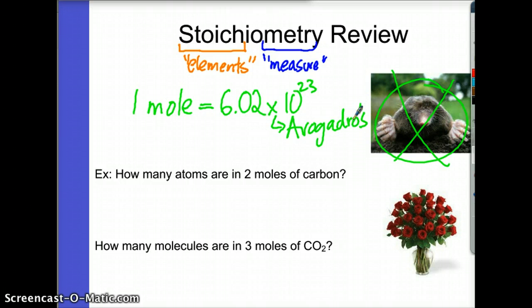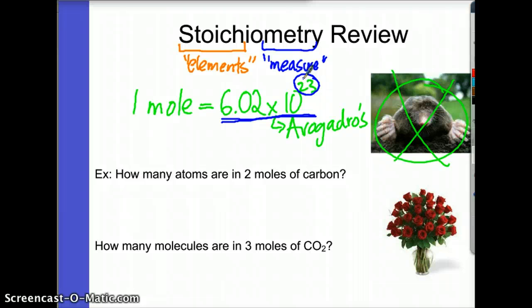1 mole of anything represents 6.02 times 10 to the 23rd of anything. That is a definition that we need to know, the definition of a mole. 1 mole of anything represents 6.02 times 10 to the 23rd of that thing. So, 1 mole of pencils represents 6.02 times 10 to the 23rd pencils. And remember, this is an extremely large number because the exponent is 10 to the 23rd.